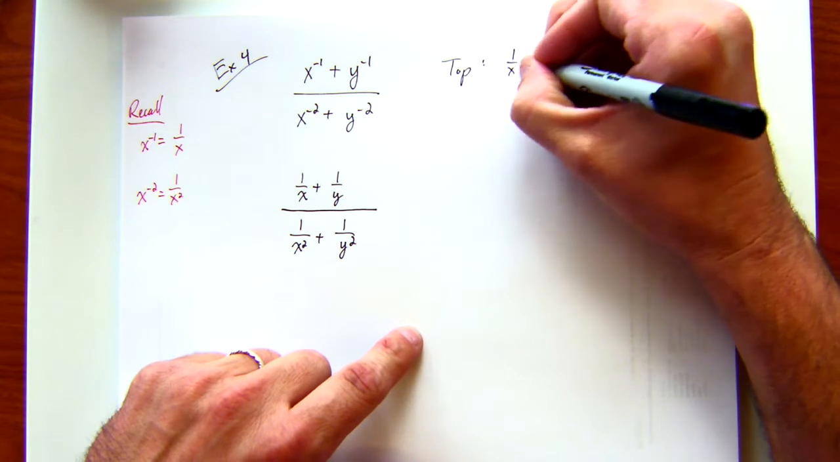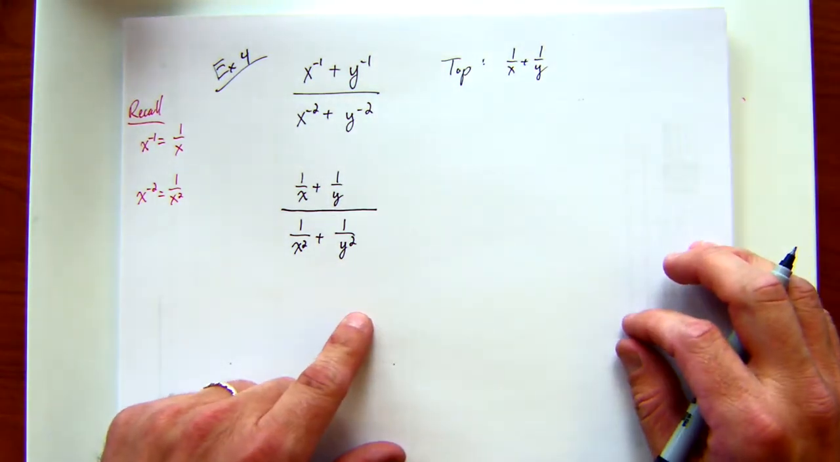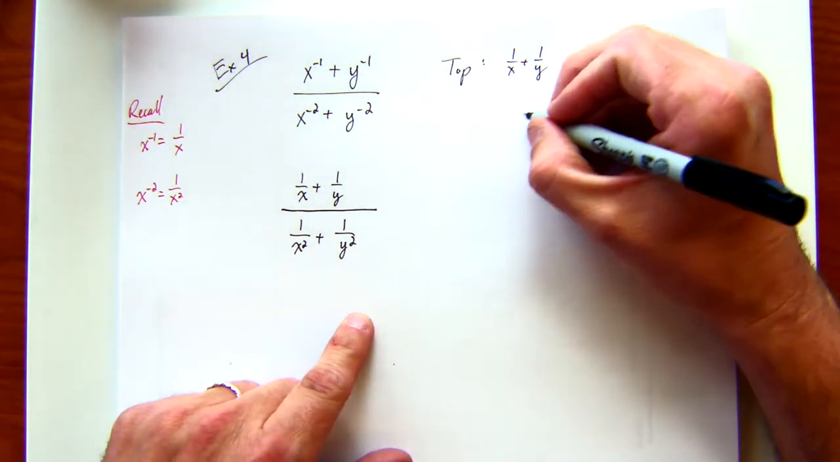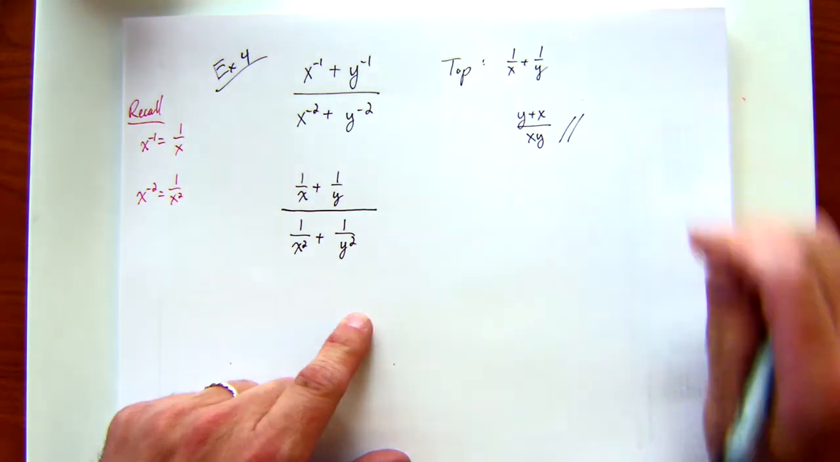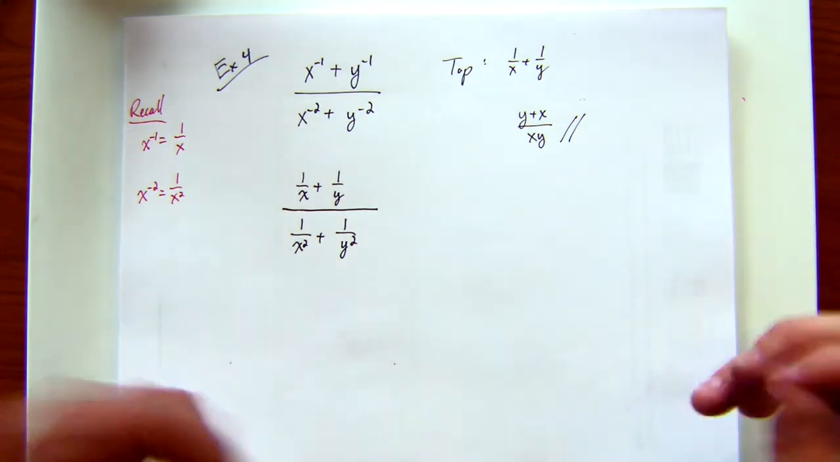Top, 1 over x plus 1 over y. What's my common denominator going to be? xy. So this is going to be y plus x over xy. Everybody okay with that? I'm kind of combining a few steps now.